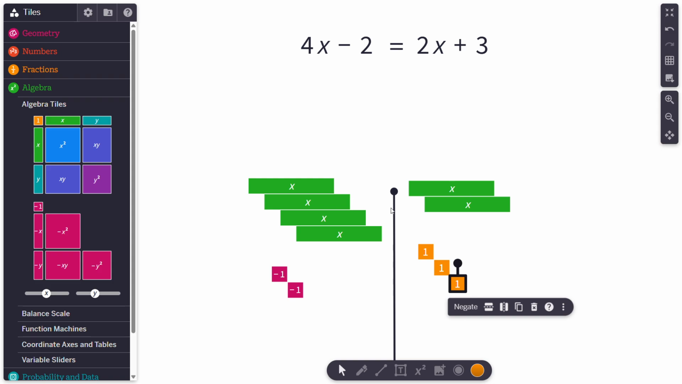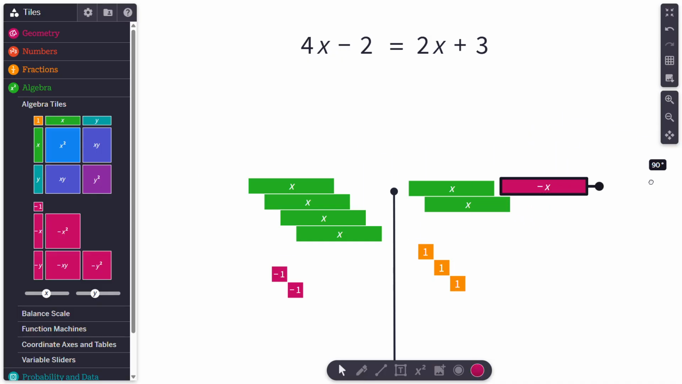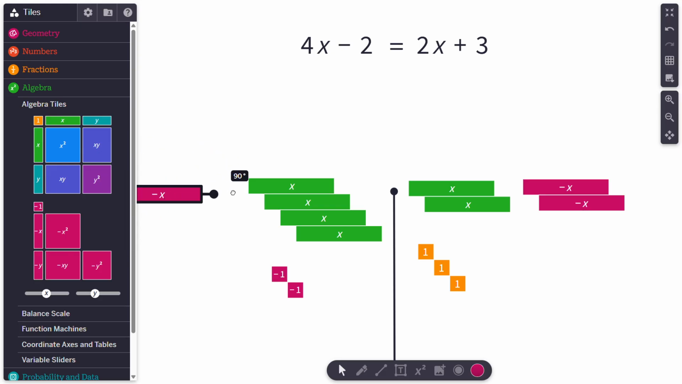So we want to move. I want to start by moving this 2x over to that side because I don't want to have to deal with negative x's. So 2x is going to move over there. So to do that we need to add some of these in here, right? So we have to subtract 2x's from both sides. And we do that by adding in a negative x algebra tile.